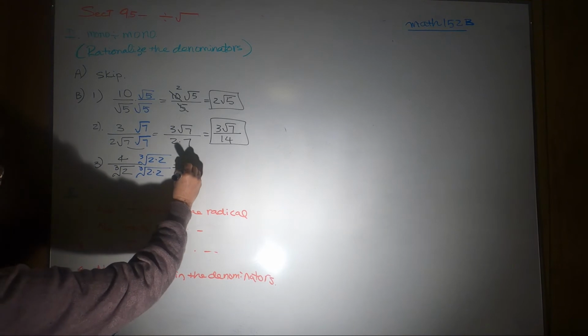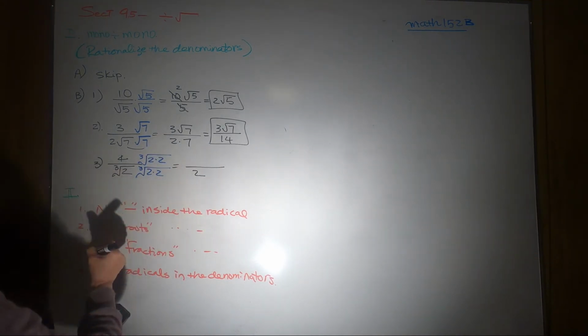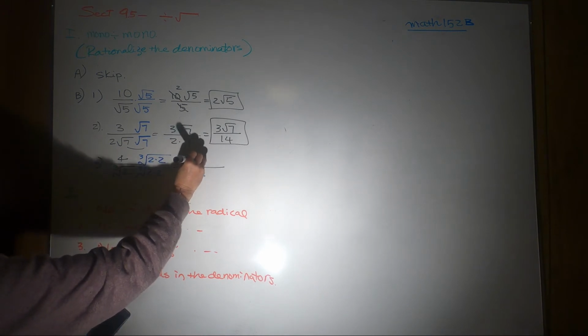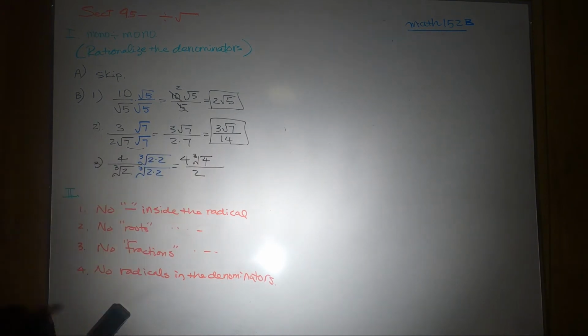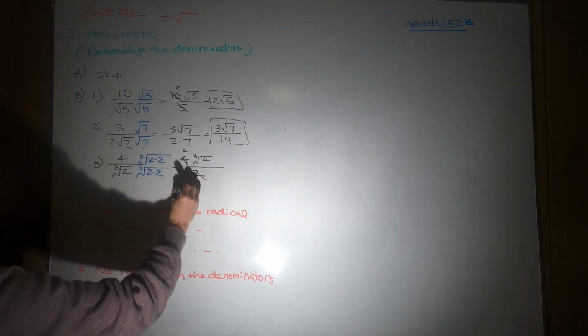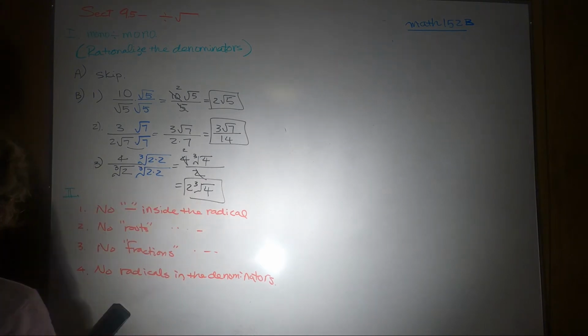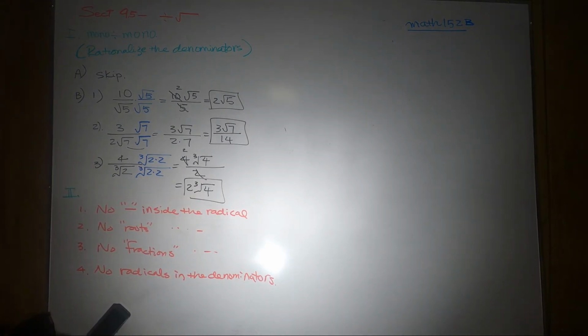Then what do we have? The bottom would be cube root of 2 cubed. That would be 2, right? The top would be 4 cube root of 4. Then you have to clean up. That would be 2 and cube root of 4. So that would be your answer that way.